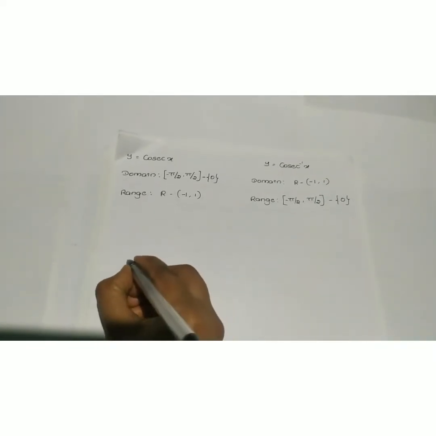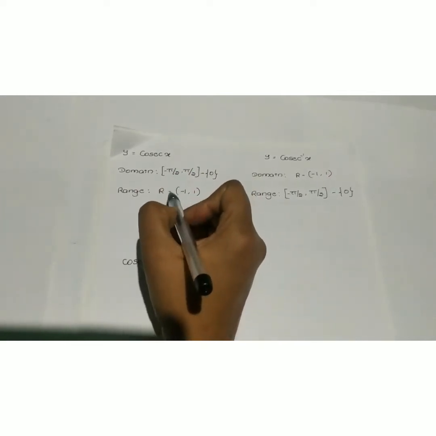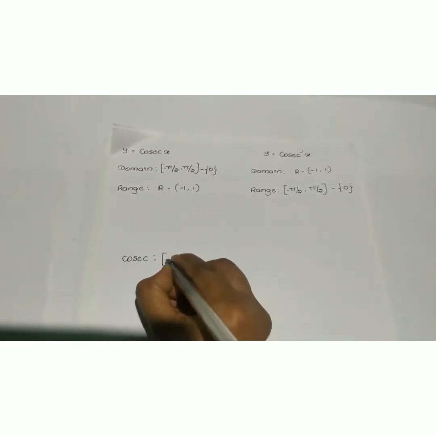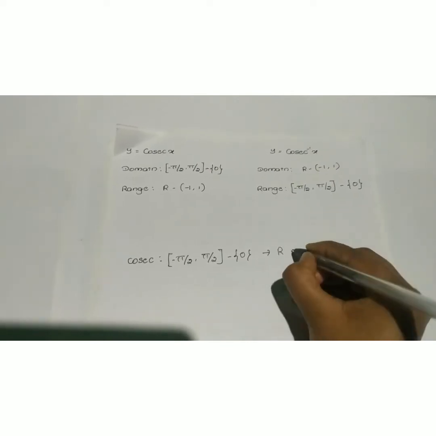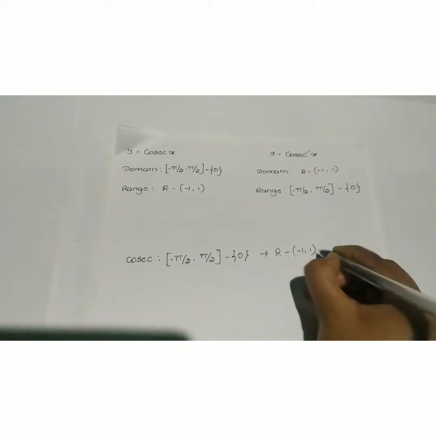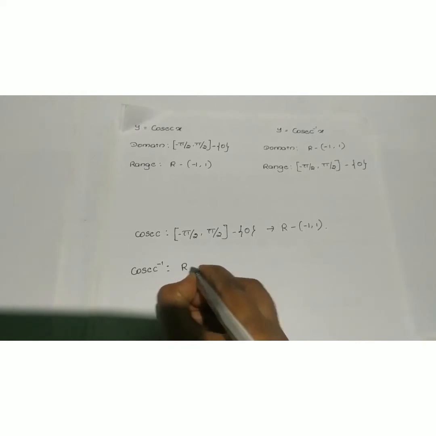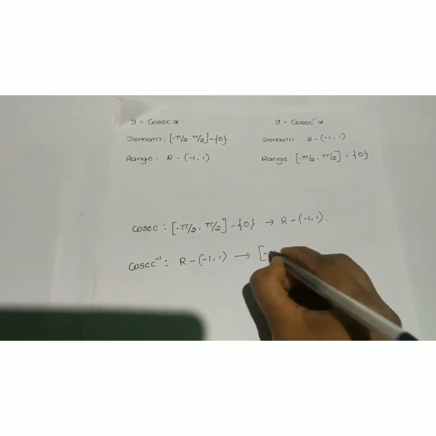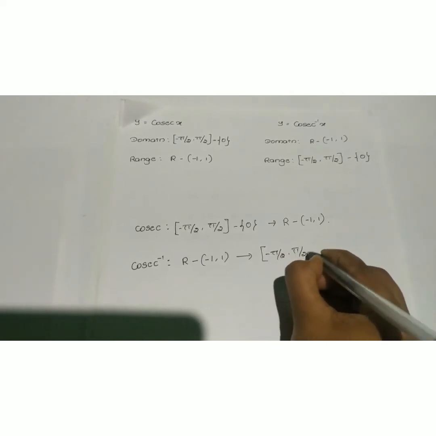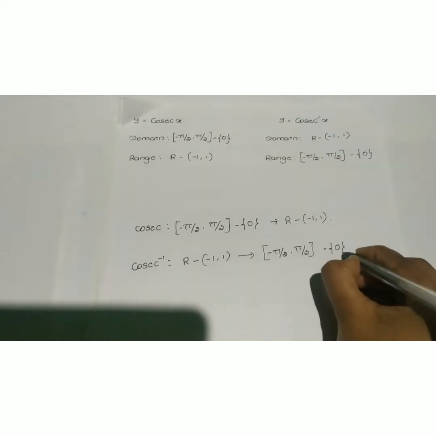So then we write the function. Cosec function is a mapping from domain to range. So here the domain is the closed interval minus pi by 2 to pi by 2 except 0, to the real numbers except the open interval minus 1 to 1. In the same way, the inverse of the cosec function, cosec inverse, is a mapping from the real numbers except the open interval minus 1 to 1 to the closed interval minus pi by 2 to pi by 2 except 0.